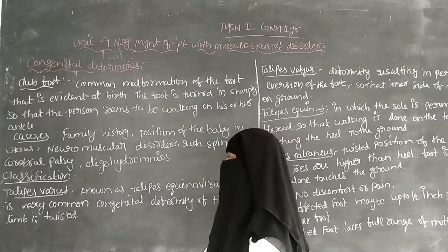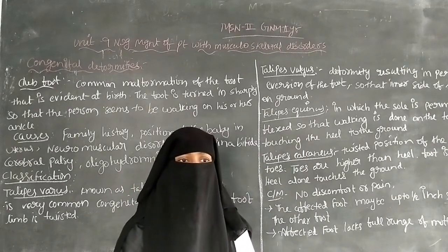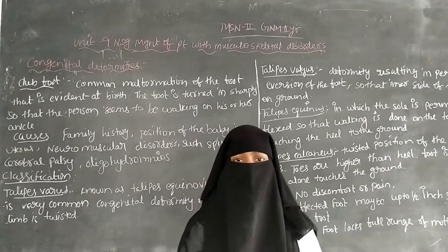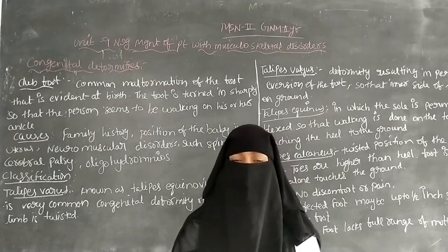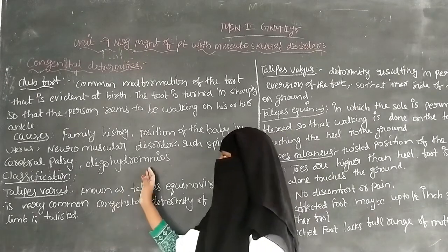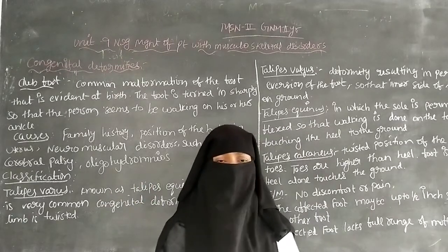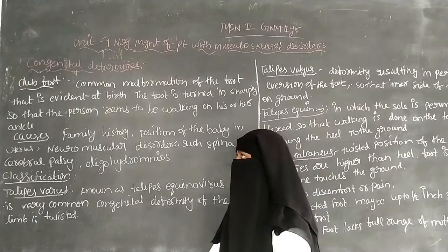And next is oligohydramnios. Oligohydramnios means there is a decreased amount of amniotic fluid in the mother's womb. So it is also one of the causes of clubfoot.